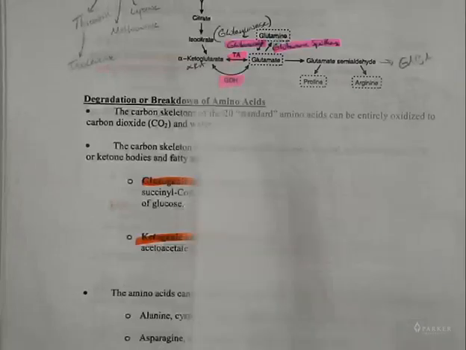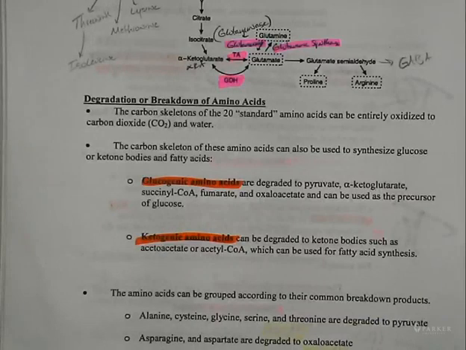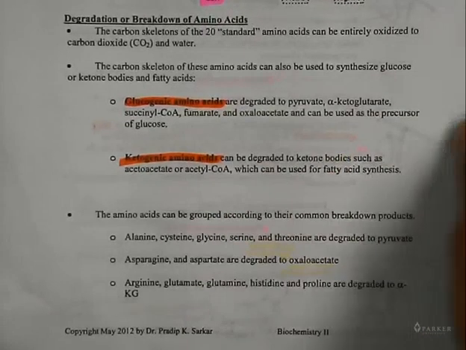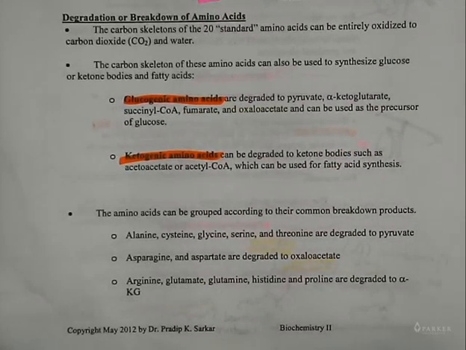Okay, we've talked about the synthesis of amino acids. We've talked about the nutritionally essential amino acids. Now we're going to talk about the degradation or breakdown of amino acids. There are 2 types of amino acids. Well, there are 3. There are glucogenic amino acids, and there are ketogenic amino acids. And then there are those amino acids that are both glucogenic and ketogenic. Glucogenic amino acids break down and turn into glucose intermediates.